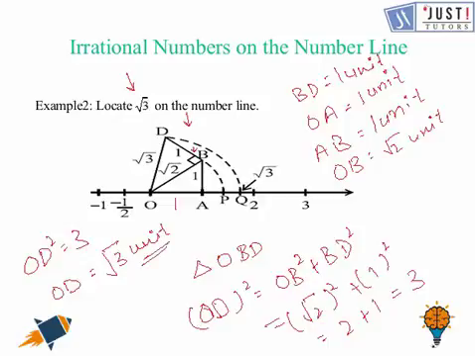Now we repeat the step. We'll put the compass over here, then we stretch the compass till this point D, and then we draw an arc. At point Q this will intersect the number line, and this point Q represents under root 3.